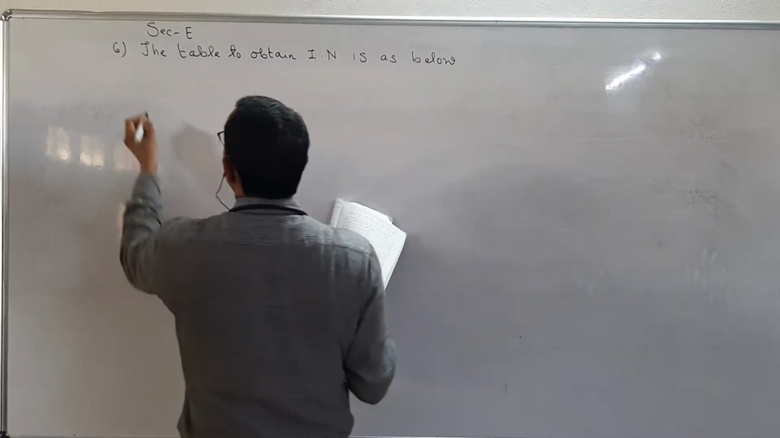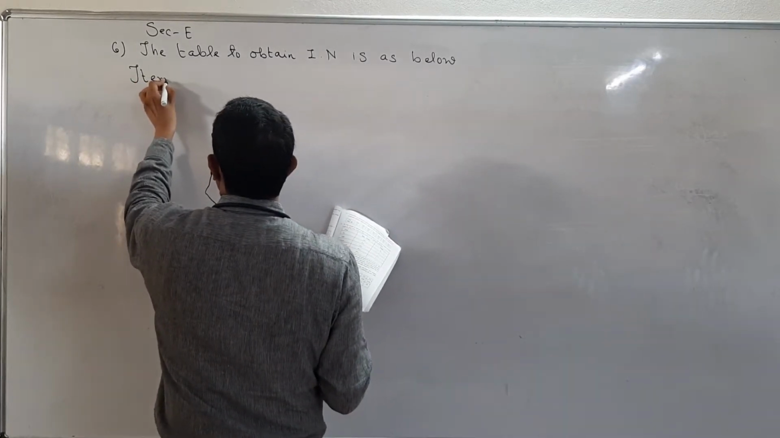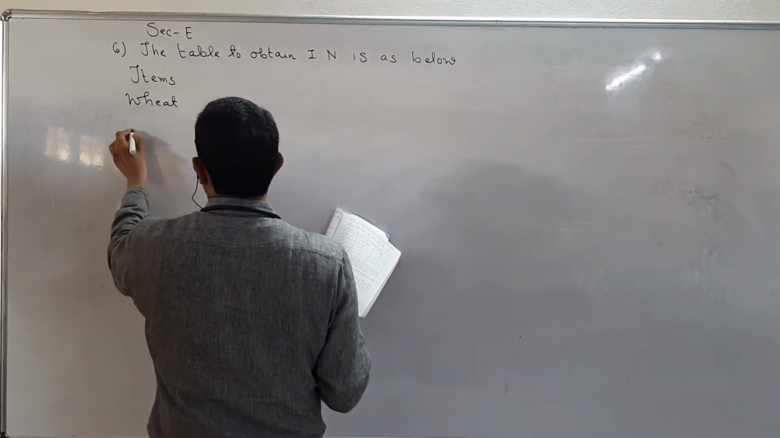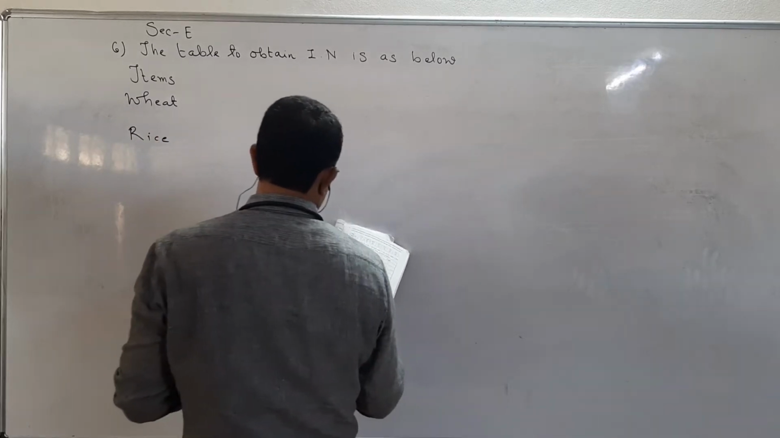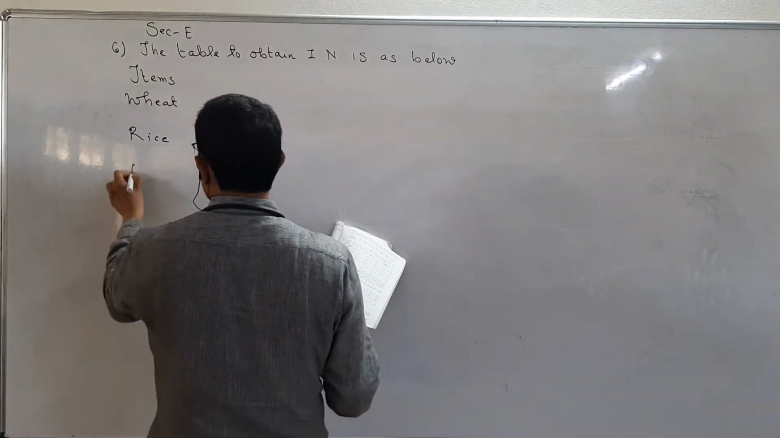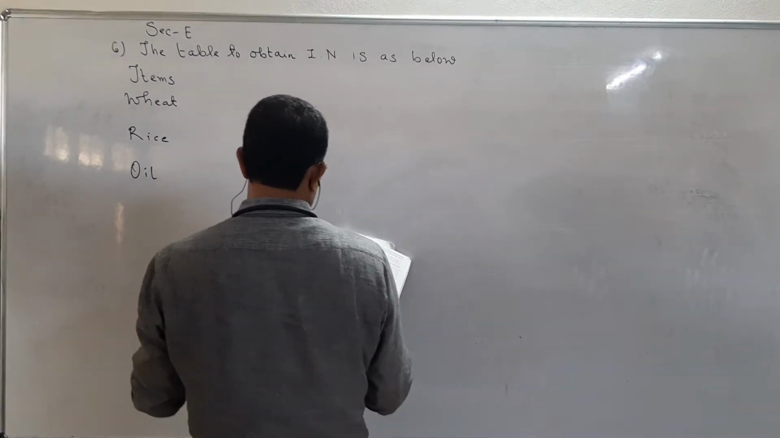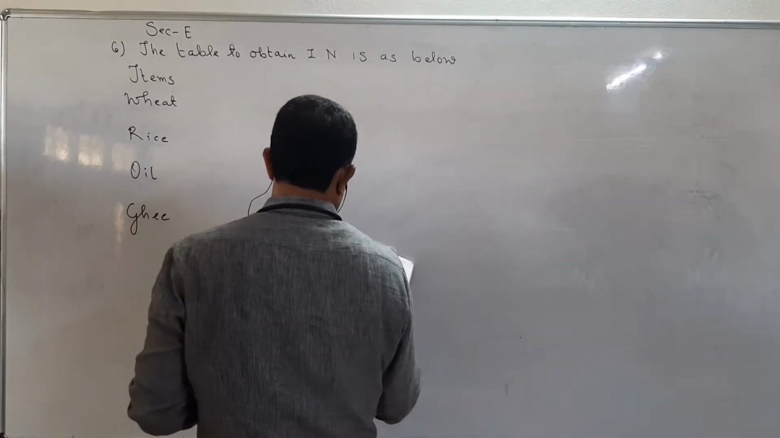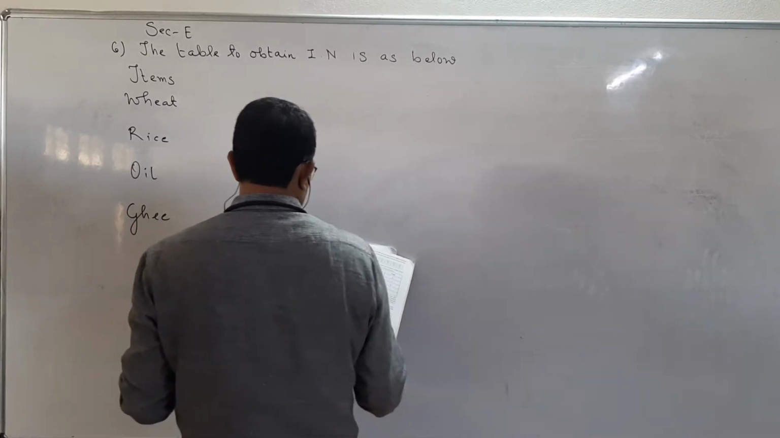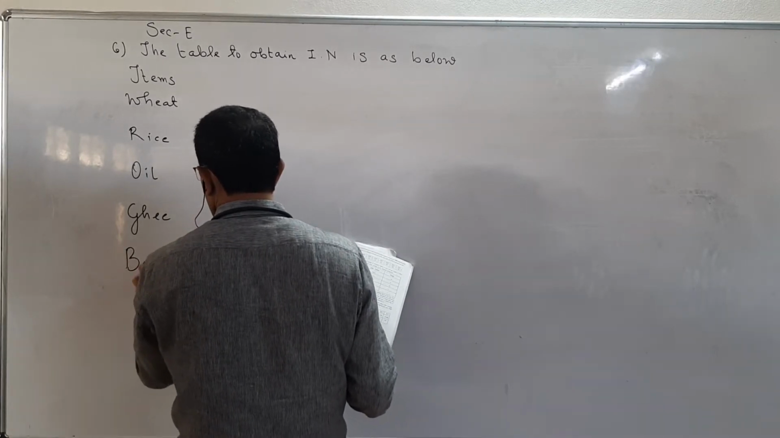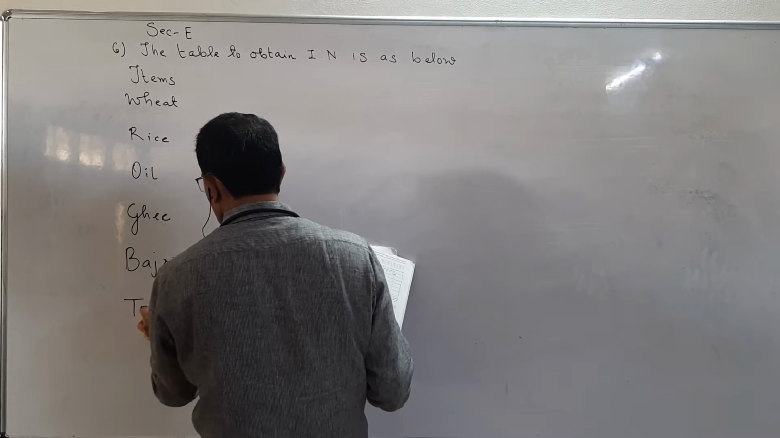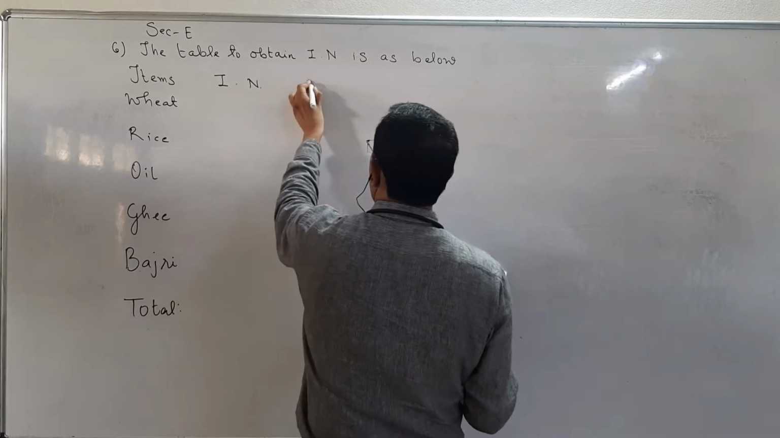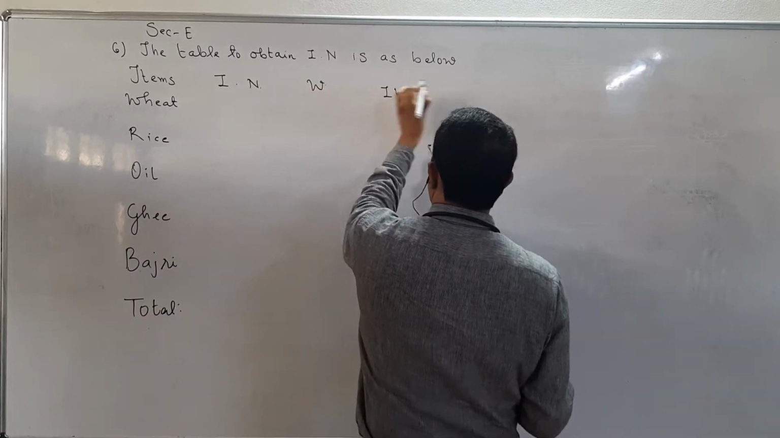In the first column, I will note down necessary items. The first item is wheat, then students rice, then the third item is oil. First I am noting down all the items. Oil, then students ghee. And then students, I forgot bajri, that I am writing at the last. And then students, total. I am writing here how to find index number, I will discuss, then weights, and then IW.